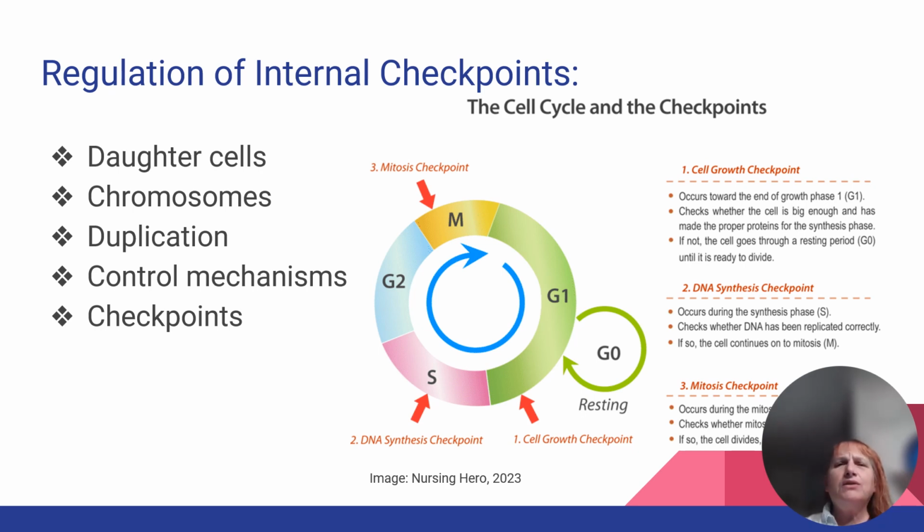So, regulation of internal checkpoints. We're going to talk about daughter cells, chromosomes, duplication, control mechanisms, and checkpoints that occur. We have 3 checkpoints. They're notated here on the slide. We notated some points that happen during the cell growth checkpoint, during the DNA synthesis checkpoint, and during the mitosis checkpoint. We're going to talk about each of these one by one.